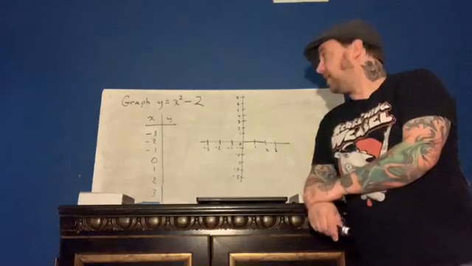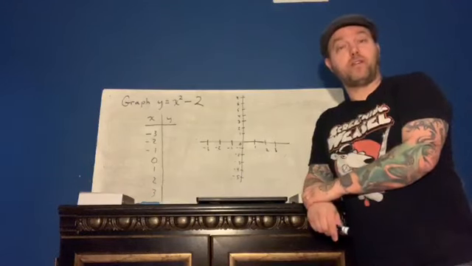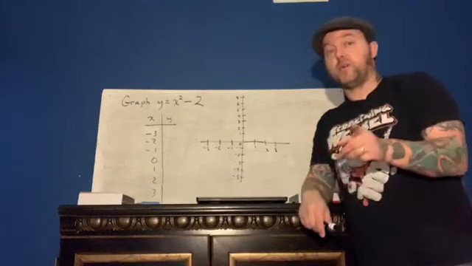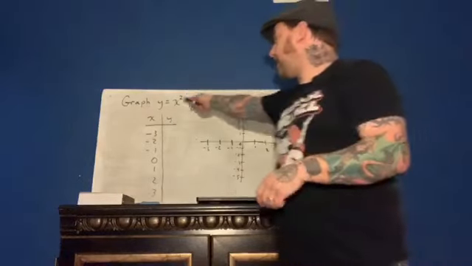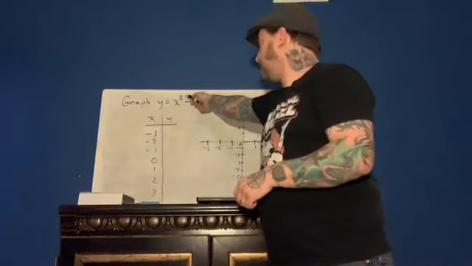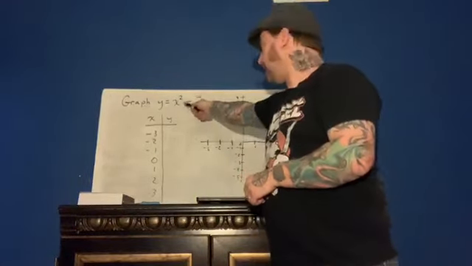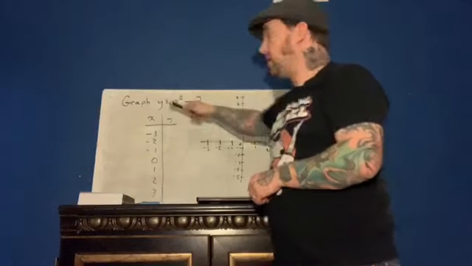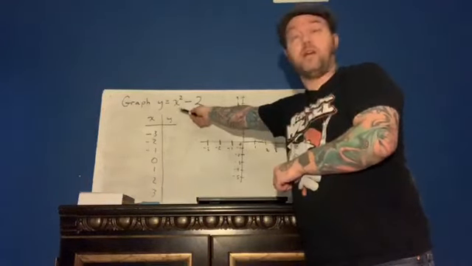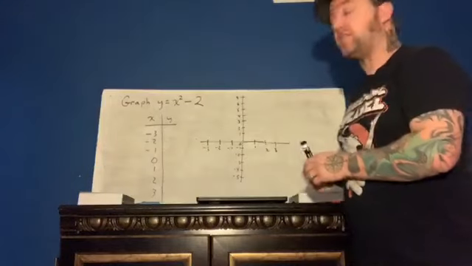Wilke, and today we're going to learn how to graph a quadratic. Now remember what a quadratic is. A quadratic is an equation whose degree is 2. The highest exponent is a 2. So here we've got y equals x squared minus 2.